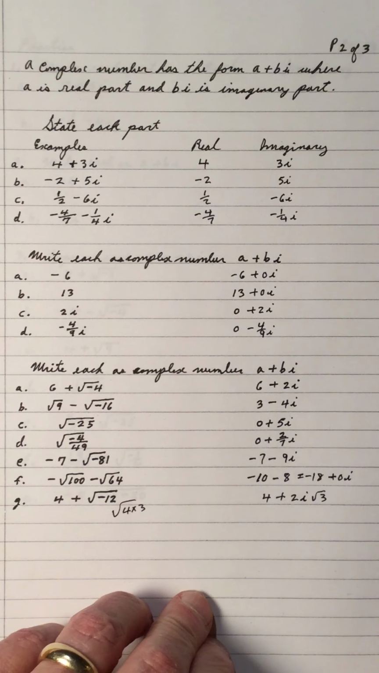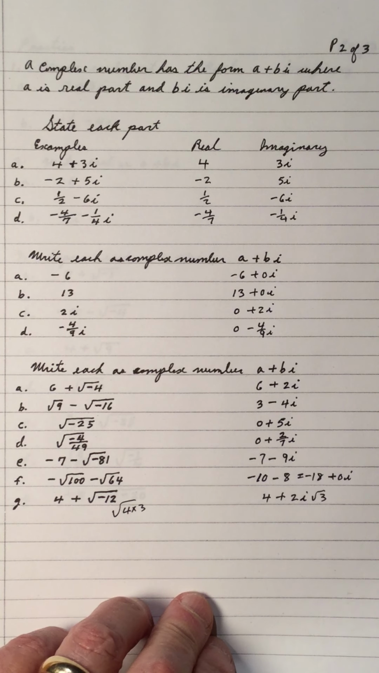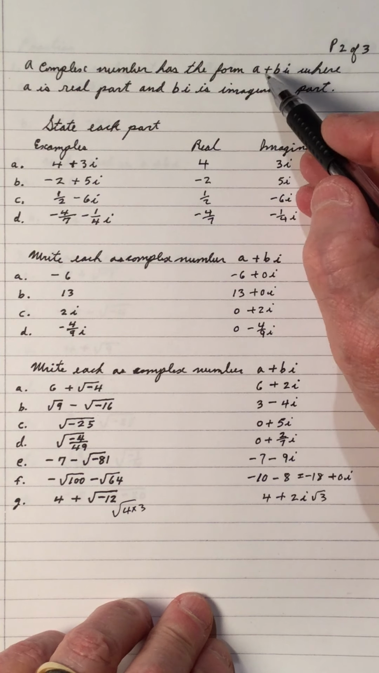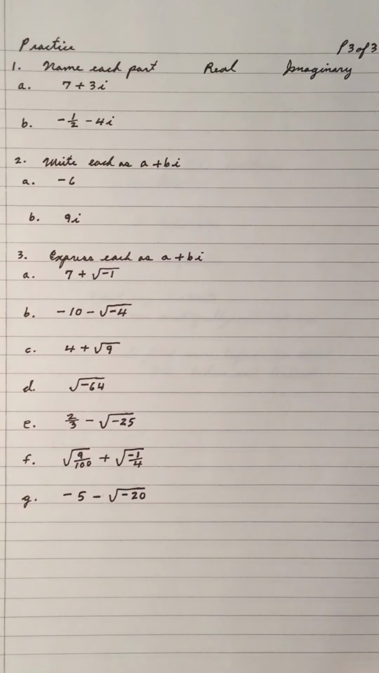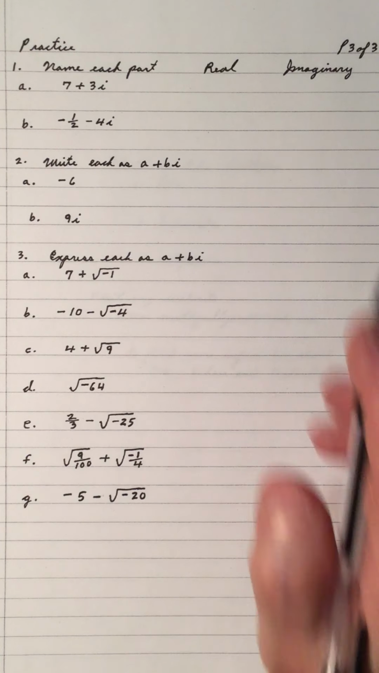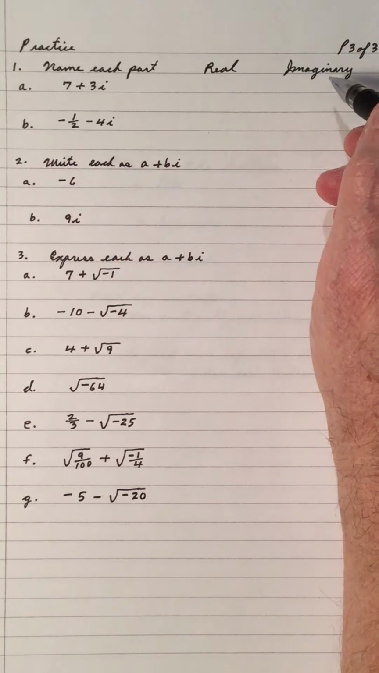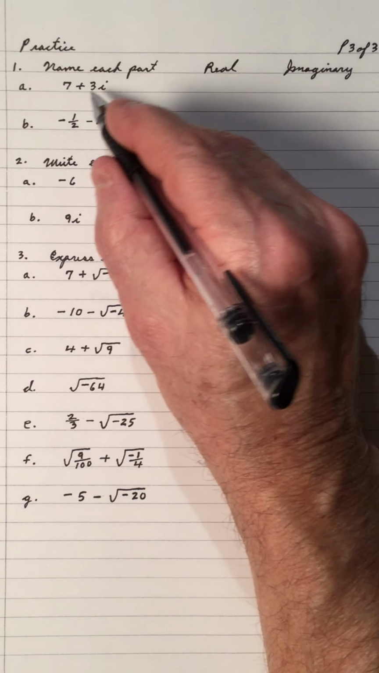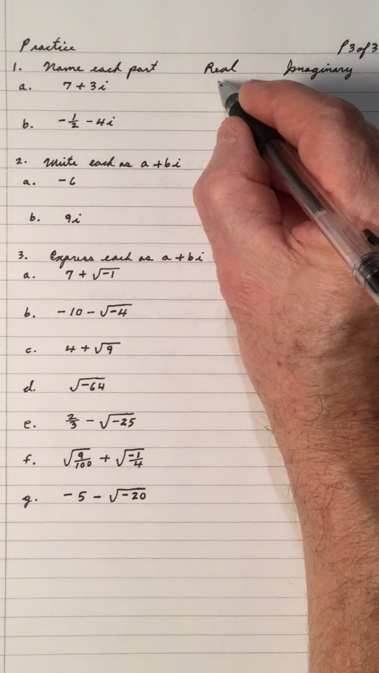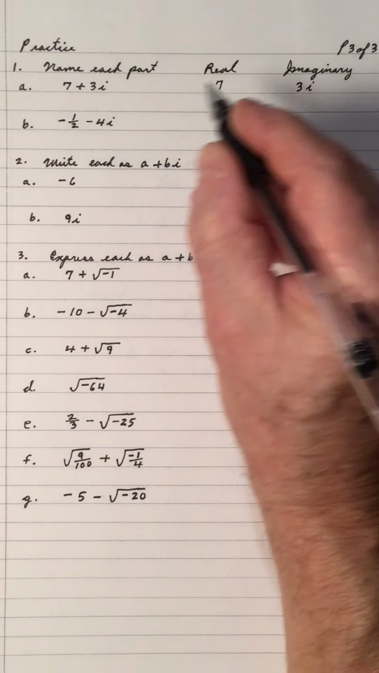Okay, remember, complex numbers are a plus bi, where a is the real part and bi is the imaginary part. Okay, let's do some of these. Practice means pause the video and work these out. Name each part. So we have 7 plus 3i. The real part is 7. The imaginary part is 3i.